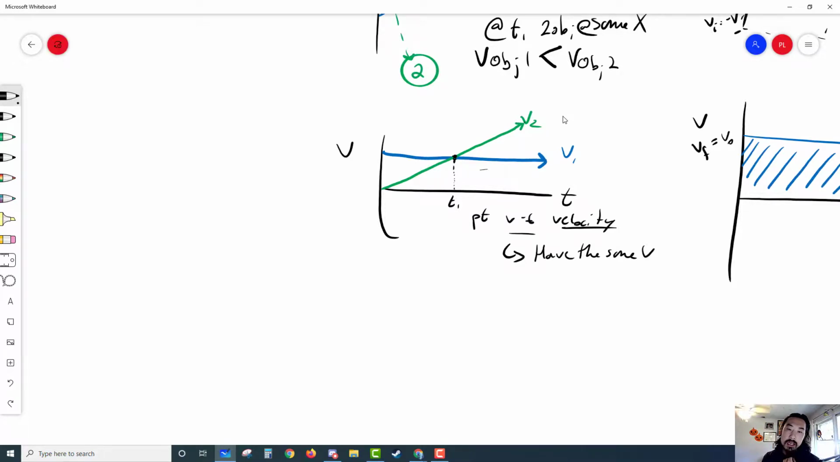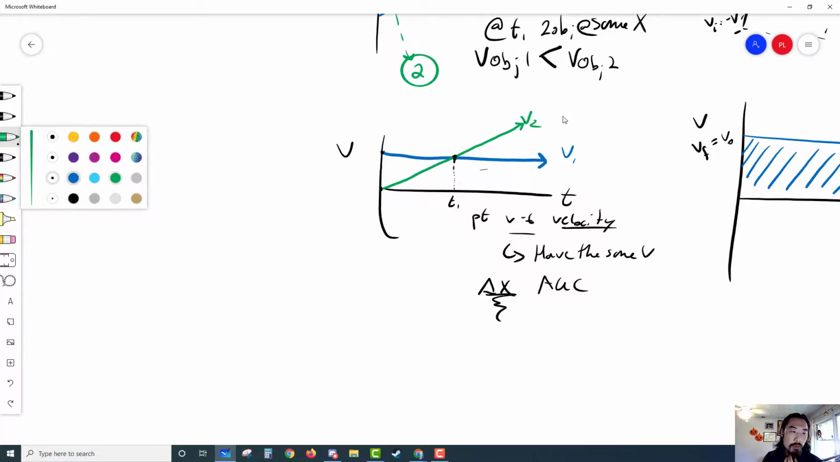So another question that they could ask is, if this was a race and object 2 started off with 0 velocity and object 1 started off with a velocity of v, at t1, who's ahead? That question is asking about the displacement. So if we're looking at the displacement, we're looking at area under the curve. If I were to compare the two areas under the curve, the first one, I'll do object 1.